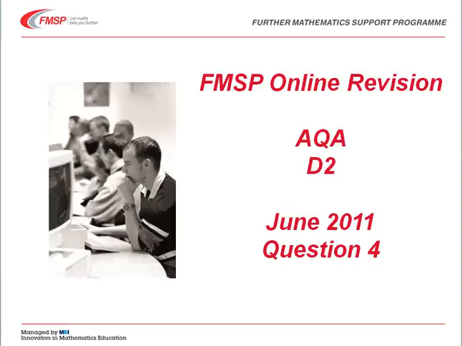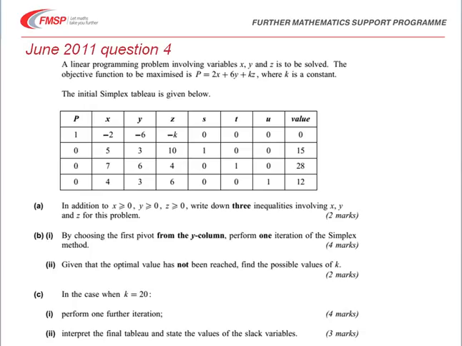In this video I'm looking at the AQA Decision 2 specification, and this is question 4 from the June 2011 paper. As soon as you see the question, you realise that this is going to be a simplex question, and indeed we're told that the table is a simplex tableau, and we're asked to write down 3 inequalities which this table represents, other than the non-negativity ones.